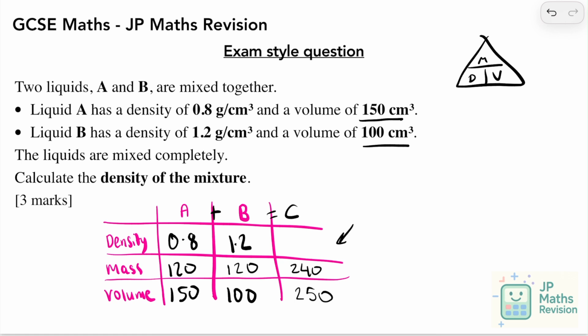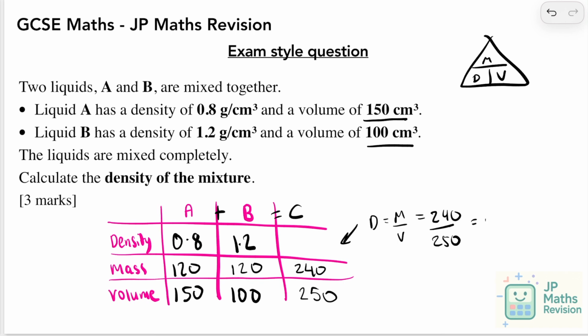So now to work out the density of C, I'm just going to do the mass of C divided by the volume of C. So it's 240 divided by 250, and that's 0.96. So that tells us that the density of C is 0.96, and the units are grams per cubic centimetre.